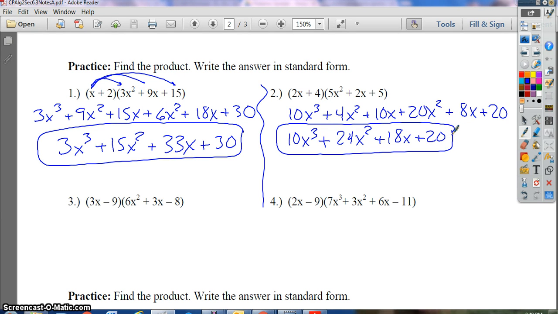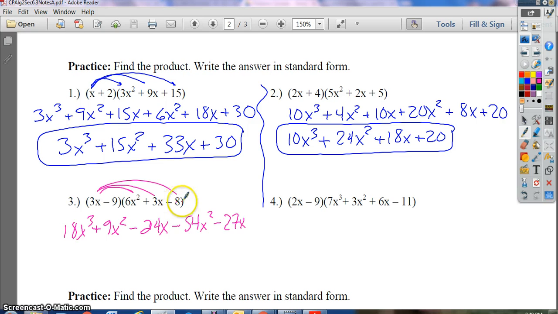Okay, and picking up down below, we keep doing the same. Now multiplying 3x into these. This is 18x to the third, 9x squared, minus 24x. I don't know why I wrote it 1. Now it's 9's turn. So that's 54x squared. My hand and my brain are on the wrong page. 9 times 3 is negative 27x. Negative 9 times that is 72.